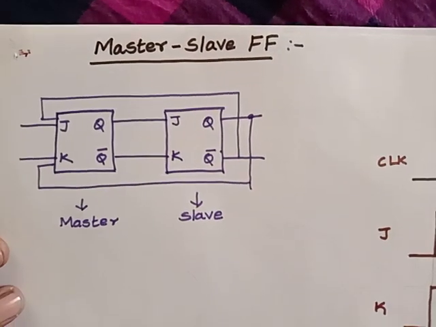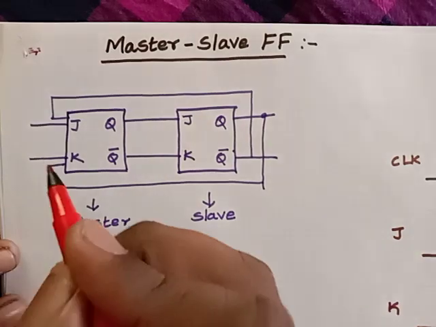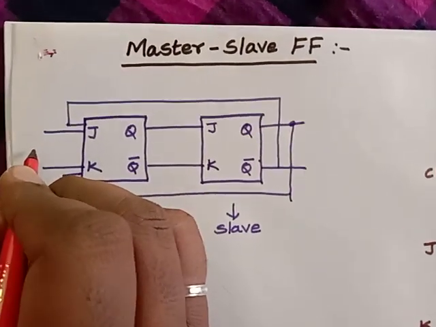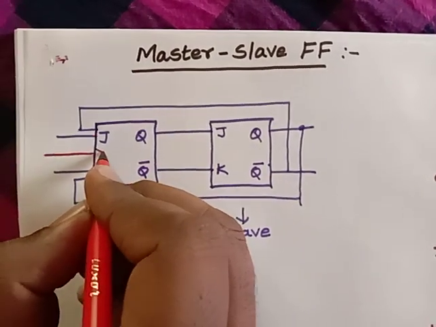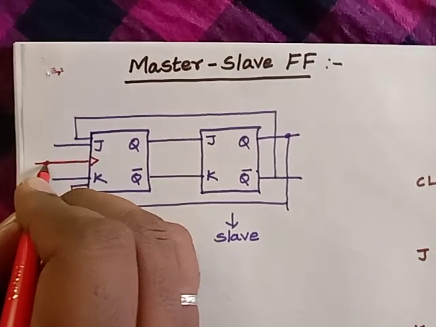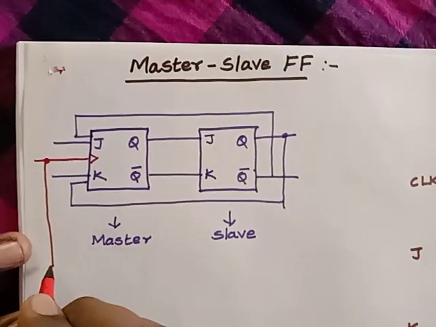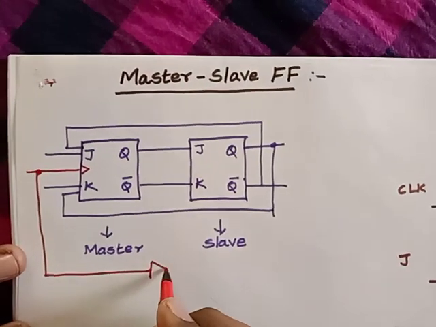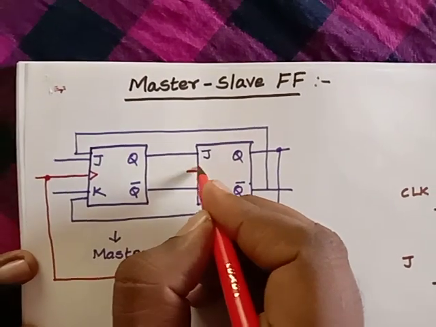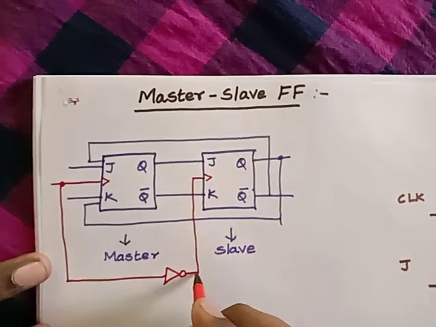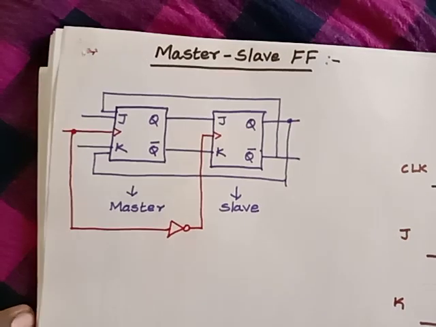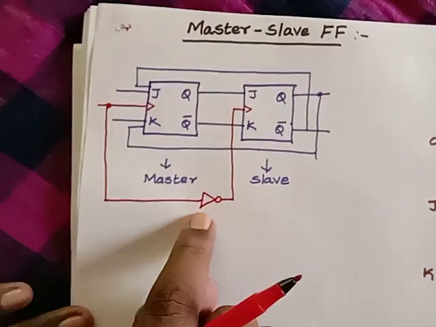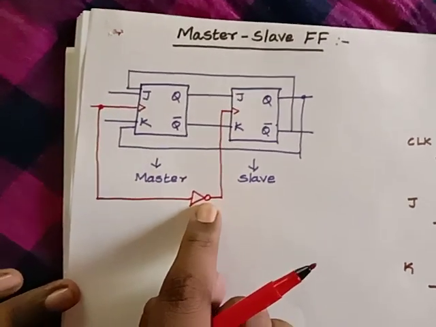Now what is missing here? We have to draw a clock pulse. Now just check how I'm going to apply the clock pulse. Here I'm going to apply the clock pulse, and then I'm going to have a NOT gate, and that output is given as input for this clock pulse. Now let's see how this plays a very important role.